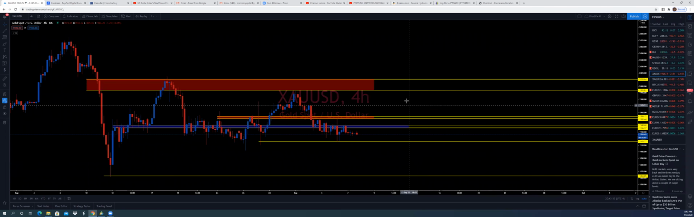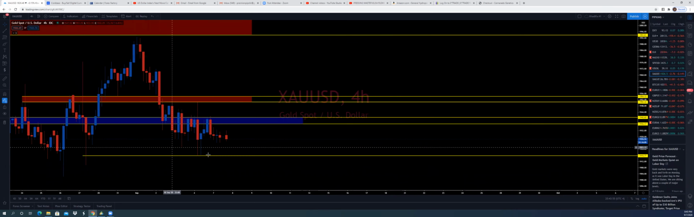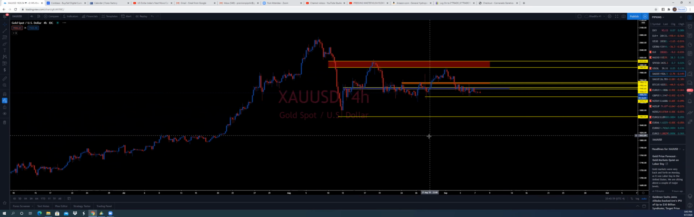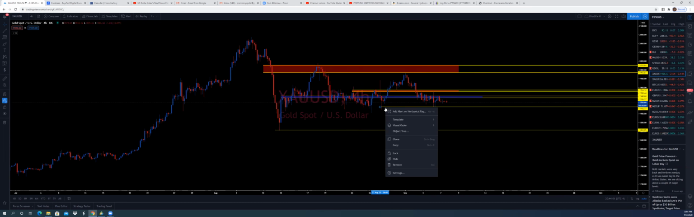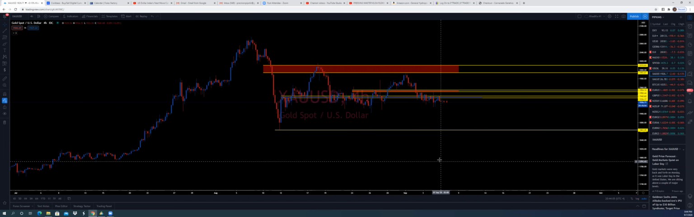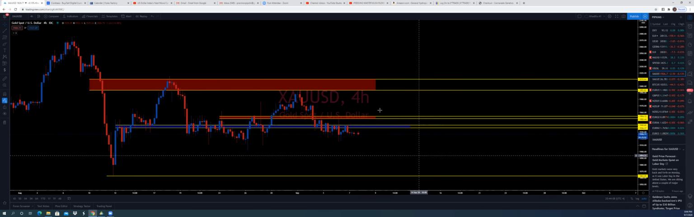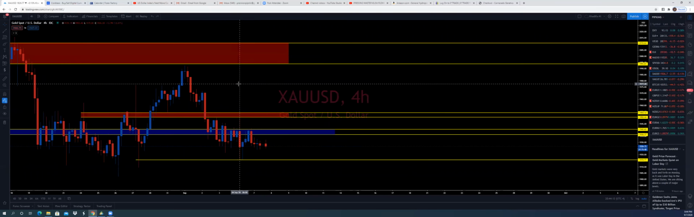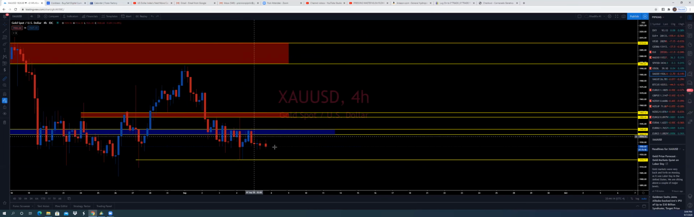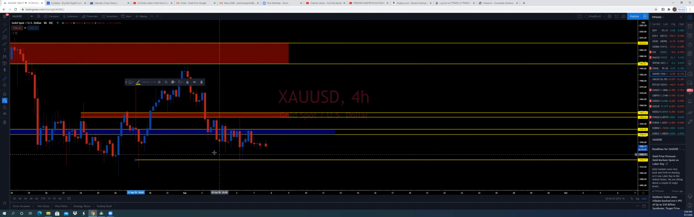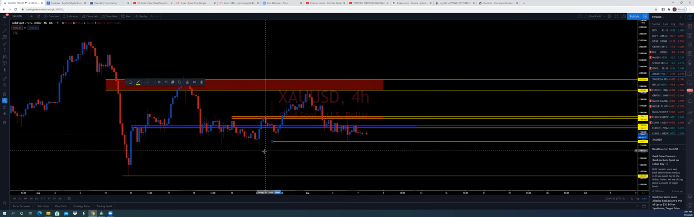Looking at gold, I want to see gold come back down and retest this low. As a matter of fact, not this low, but this low. Let me see. We are on the 4-hour time frame. So yeah, that's like 113 pips.